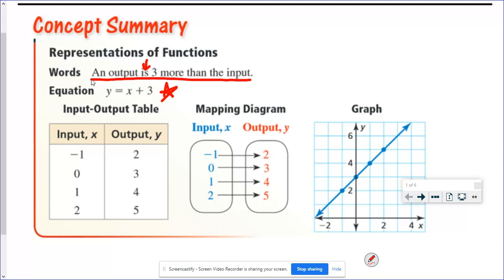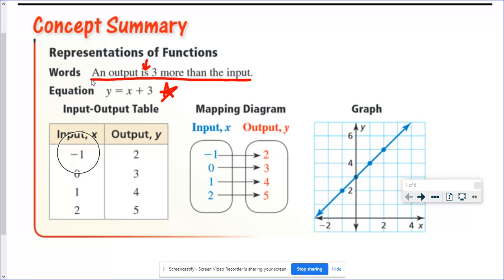3 more than the input is the input, x plus 3. I could take that equation and make it into an input-output table. And again, you've already practiced that a little bit. If I give you different numbers for the inputs, for the x's, we could substitute them into that equation, or we could just say we're going to have 3 more for each output. So when I have the -1, I'm just going to add 3, and that gets me my output. Add 3 on each one of those, that gets me the outputs.